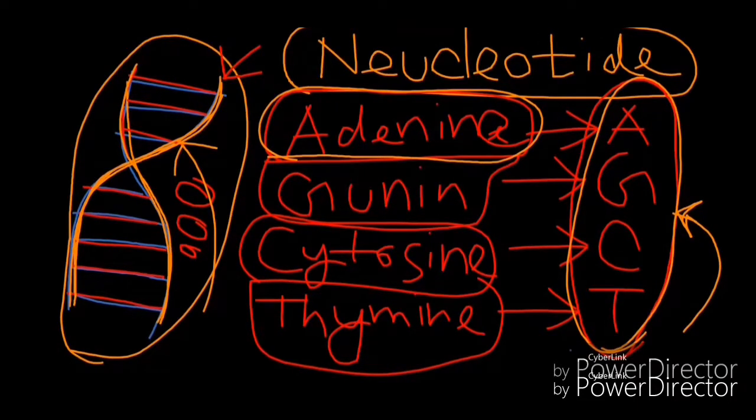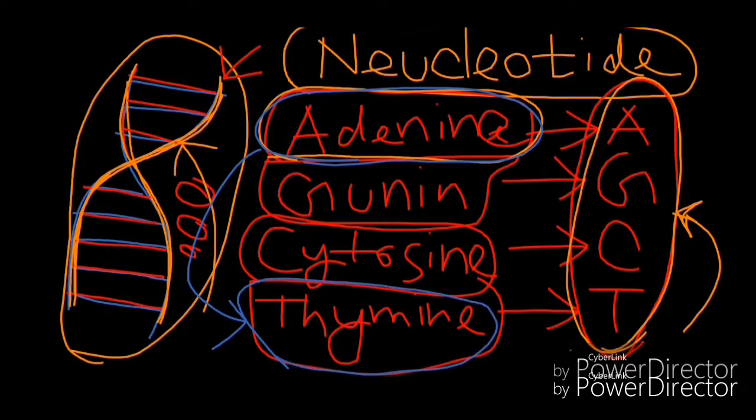That means how the nitrogen bases pair with each other is defined by this: adenine will pair with thymine, and guanine will pair with cytosine. And this is defined by the double helix.